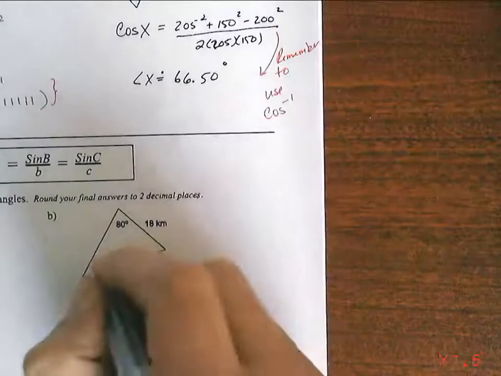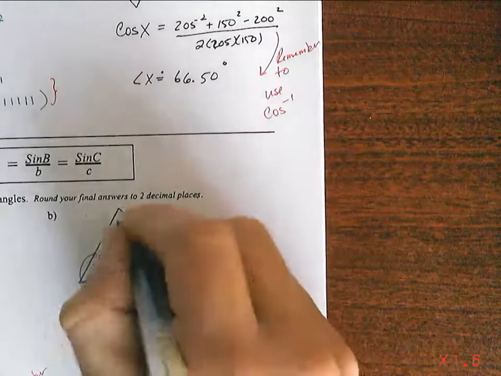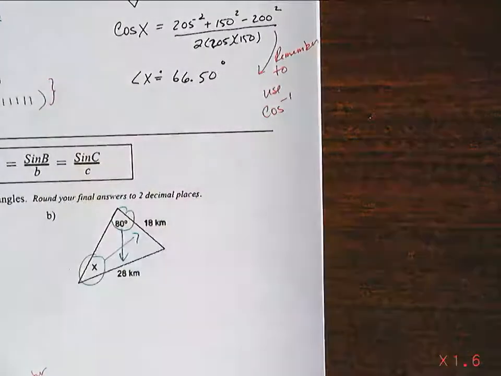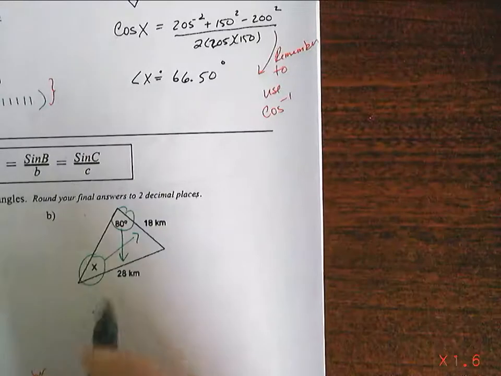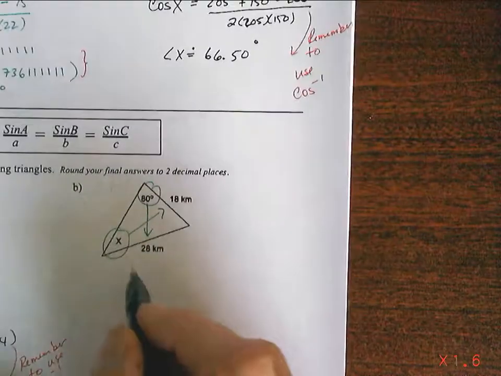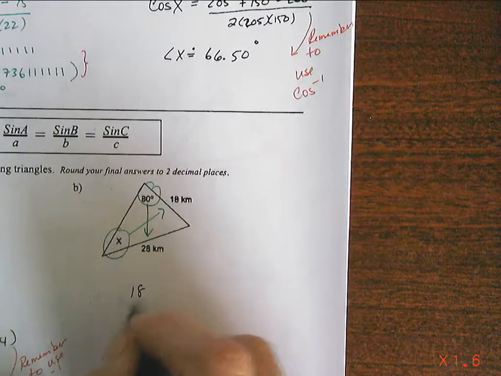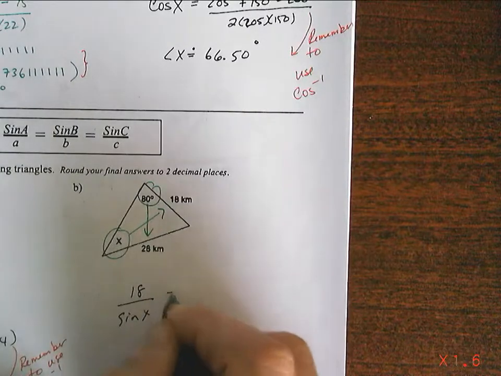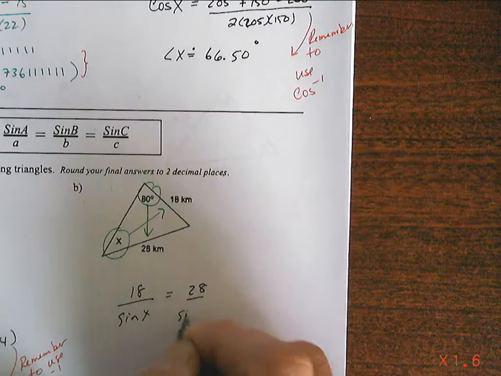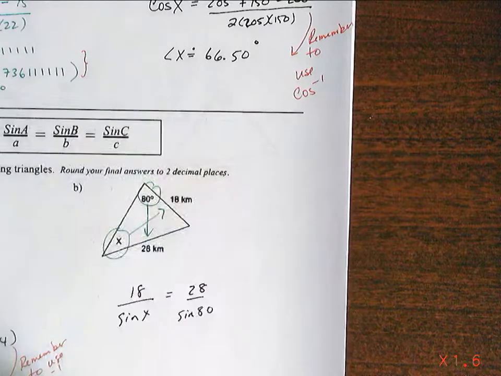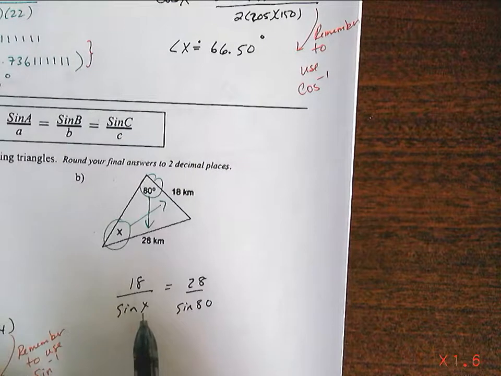So let's see what we got. We got an angle, we got a side, we got an angle, we got a side. Let's say I goof up. Let's say I'm not paying attention. I'm sleeping at the wheel. I go, okay, that's the sine law. And I'm going to go 18 over sine of x equals 28 over sine of 80. And you're going to say, oh no, the x is in the bottom, whatever am I going to do?